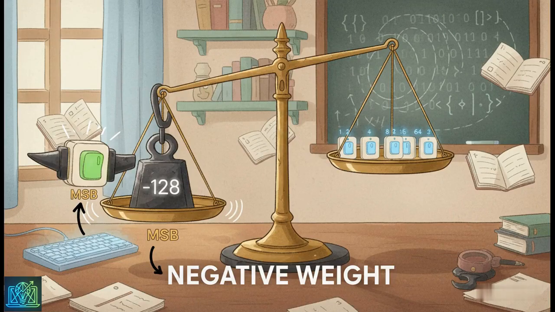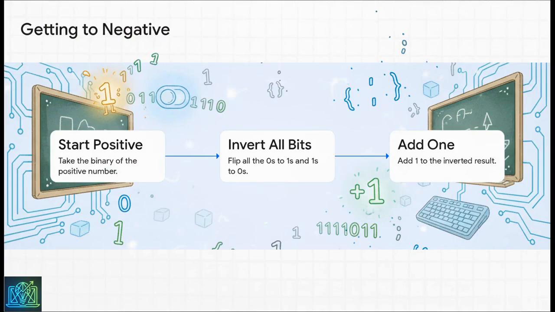What if we stopped thinking of that first switch as just a simple sign? What if instead, when that first switch is on, it doesn't just mean this is a negative number, it actively subtracts a huge value from the total? In our 8 switch example, it's like putting a weight of -128 on the scale. Whoa, right? This wild idea leads to this beautiful, almost magical recipe to find any negative number.